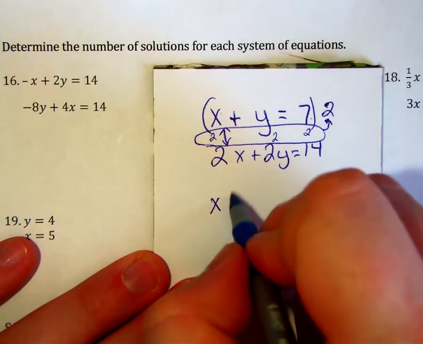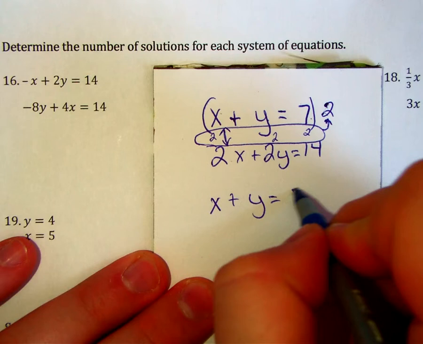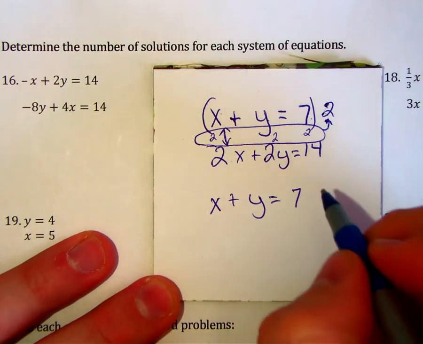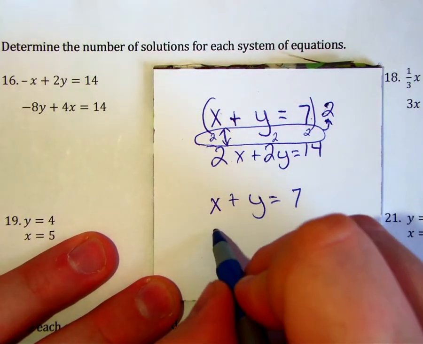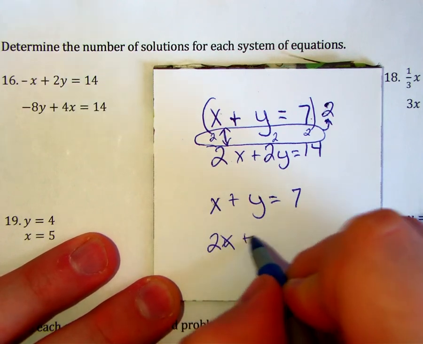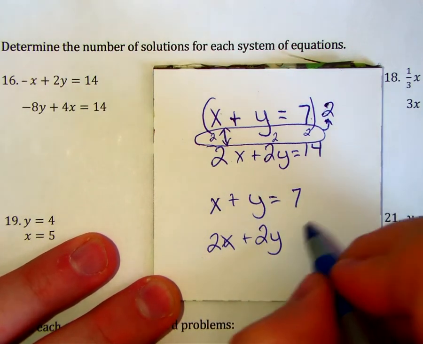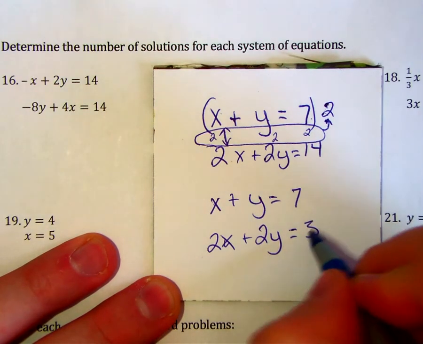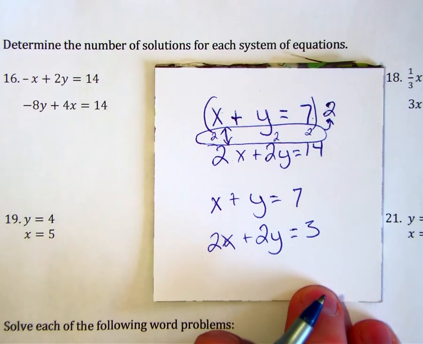Now, let's go back to our x plus y equals 7 equation and assume for just a second that we multiply x by 2, y by 2, but then we have our constant out here that's 3.